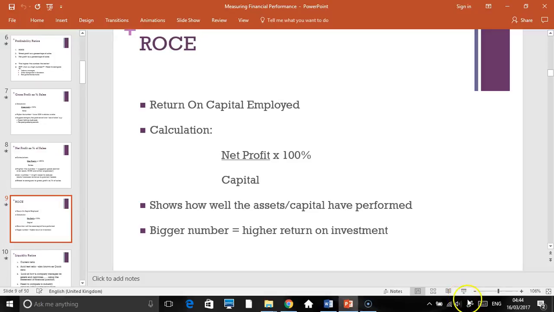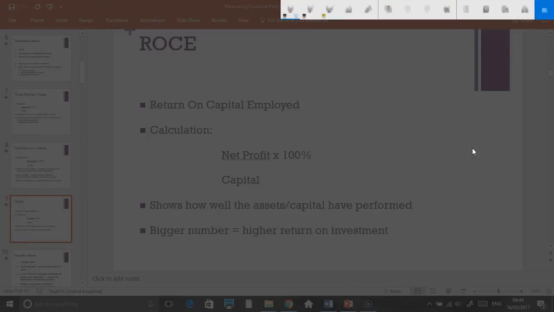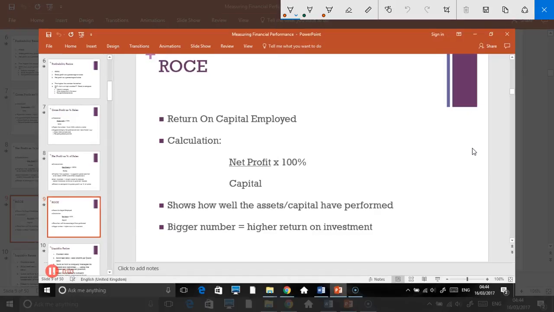Okay, welcome back. We have talked about the gross profit margin and the net profit margin. The next margin we're moving on to talk about is what's referred to as the return on capital employed. I almost feel like I've been going on about this one. I think this is probably one of your better margins because it's all about return on capital employed.